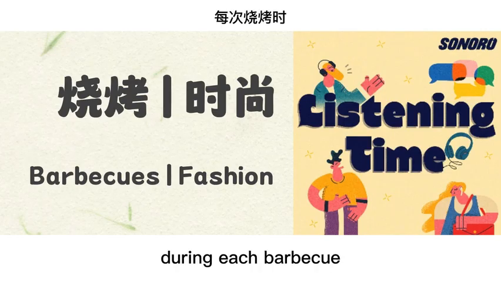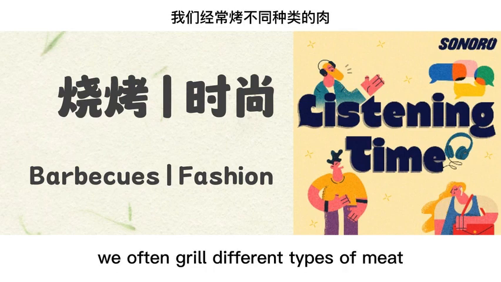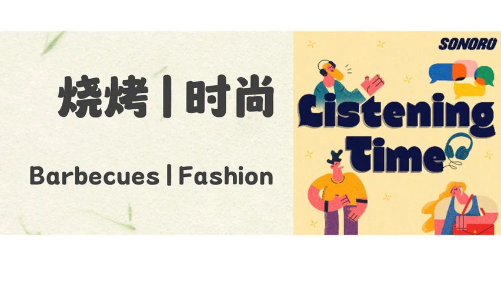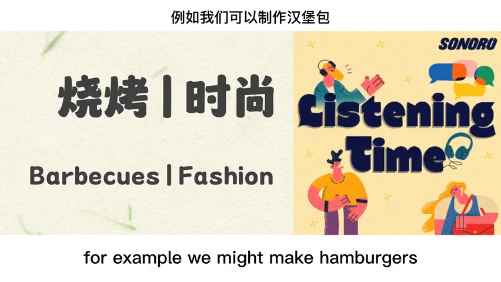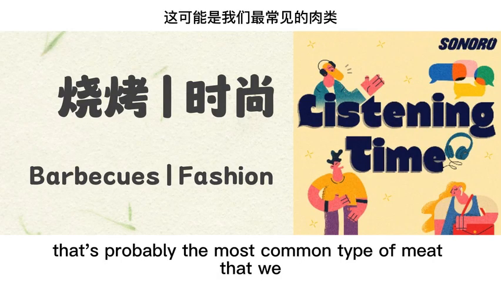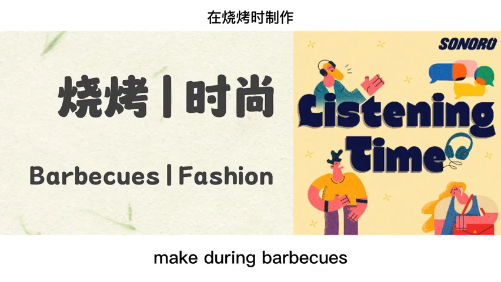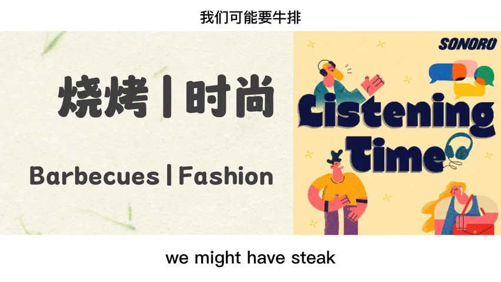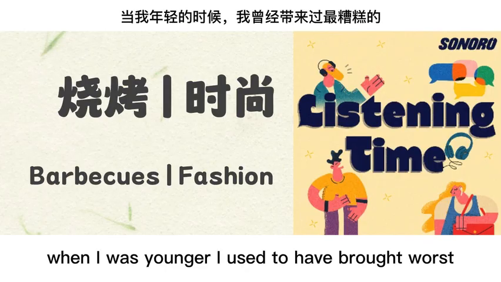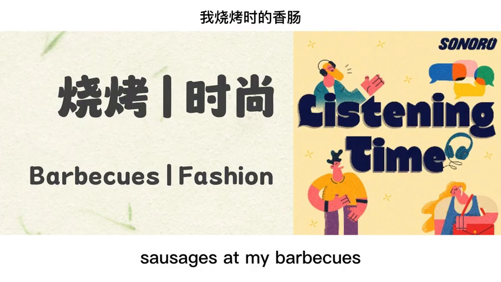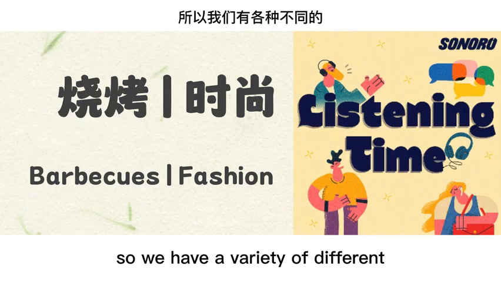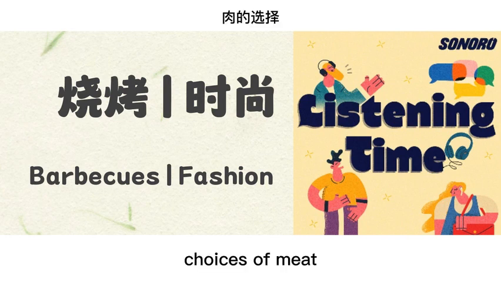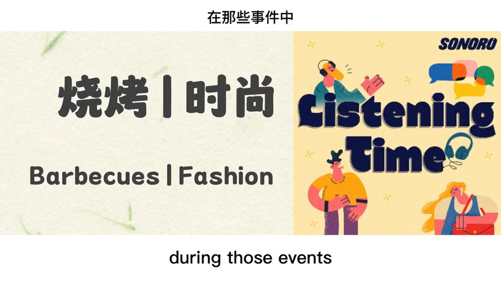And during each barbecue, we often grill different types of meat. For example, we might make hamburgers. That's probably the most common type of meat that we make during barbecues. And we might have hot dogs. We might have steak. When I was younger, I used to have bratwurst sausages at my barbecues. So we have a variety of different choices of meat that we might barbecue during those events.